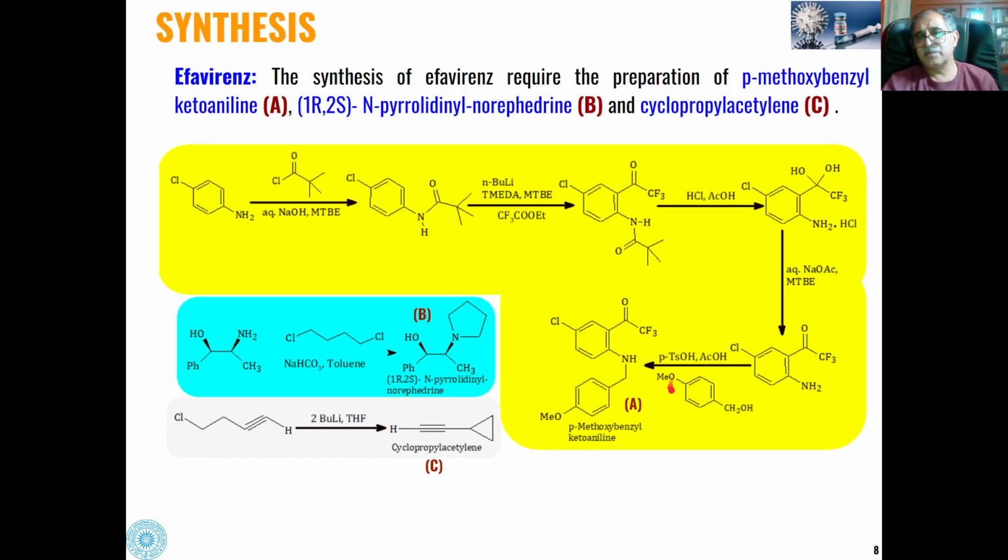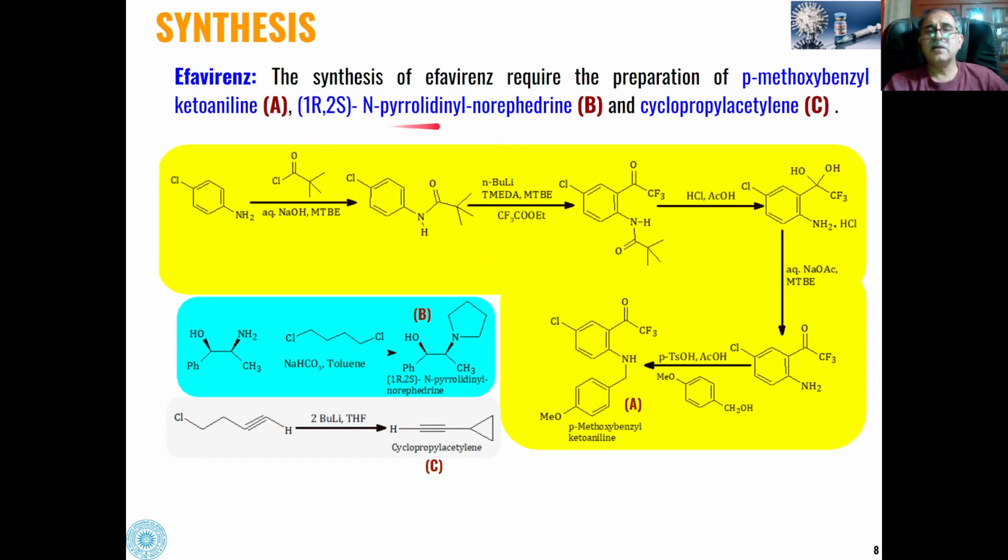Then this reacts with 4-methoxybenzyl alcohol. Basically, this OH from here, H from here, so water is removed, and we will get this type of secondary amine, para-methoxybenzyl ketoaniline. So this whole process gives us one of the starting materials for the synthesis of efavirenz. This is the first one, para-methoxybenzyl ketoaniline, synthesized for the synthesis of efavirenz.